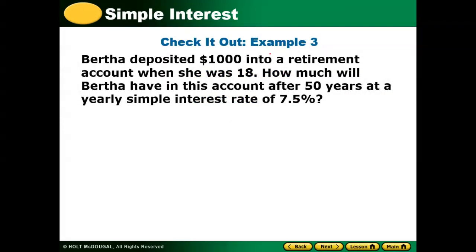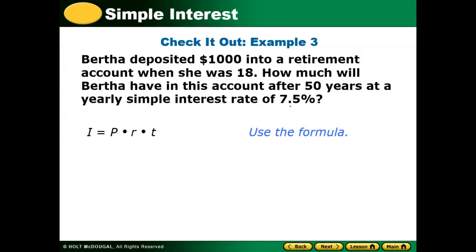Bertha deposited $1,000 into a retirement account when she was 18. How much will Bertha have in the account after 50 years at a yearly simple interest rate of 7.5%? The 18 is there to kind of throw you off. She started when she was 18, but she has it in an account for 50 years. So it sits there for 50 years and collects a pretty high interest rate of 7.5%.